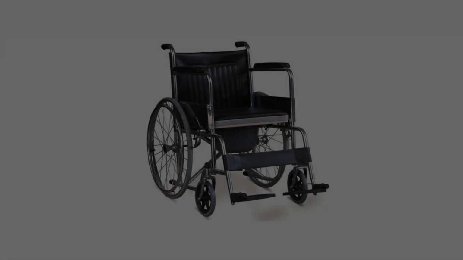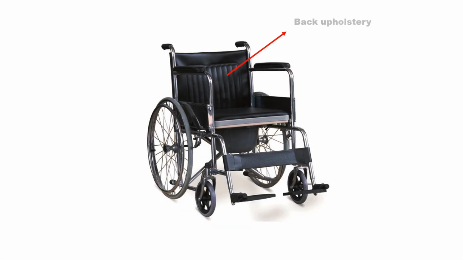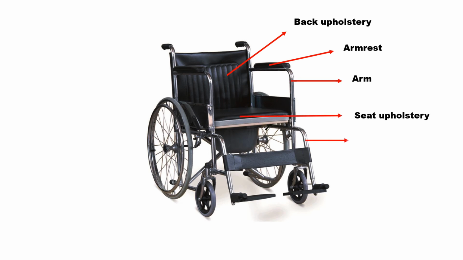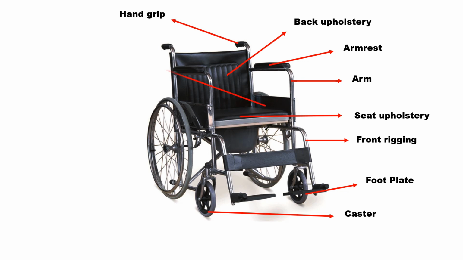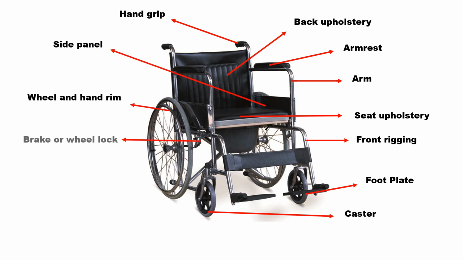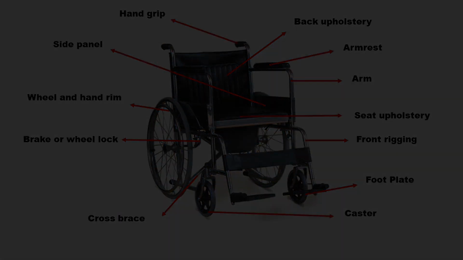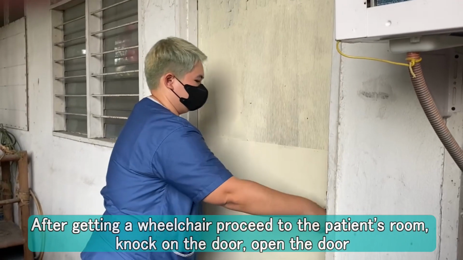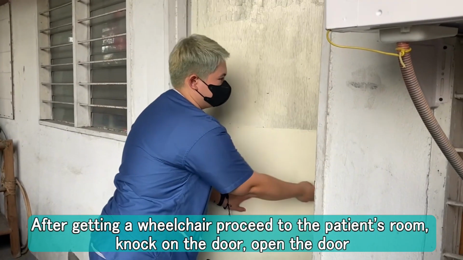Parts of a wheelchair: back upholstery, armrest, arm, seat upholstery, front rigging, foot plate, caster, hand grip, side panel, wheel and hand rim, brake or wheel lock, cross brace. After getting a wheelchair, proceed to the patient's room, knock on the door, open the door.